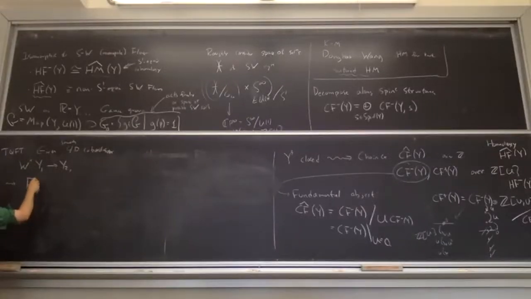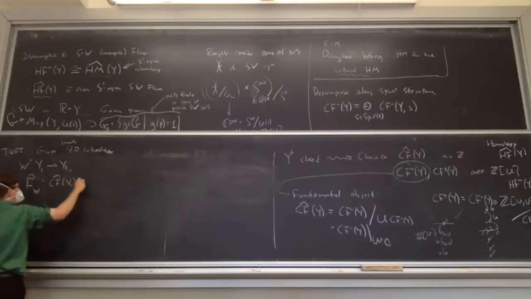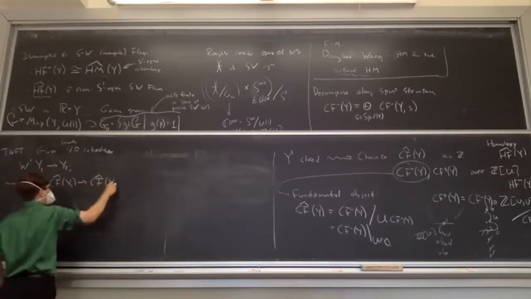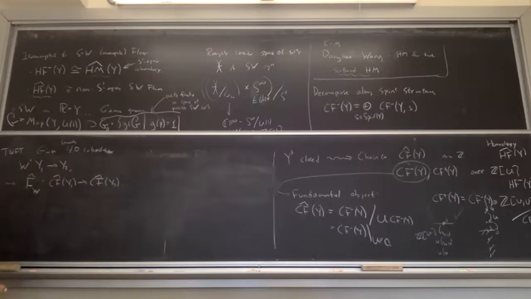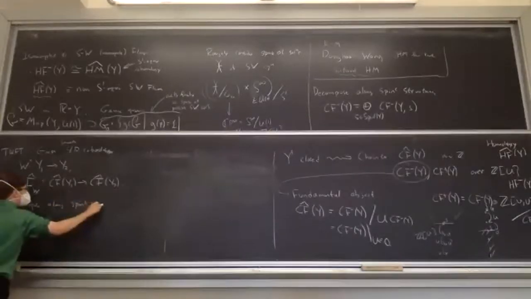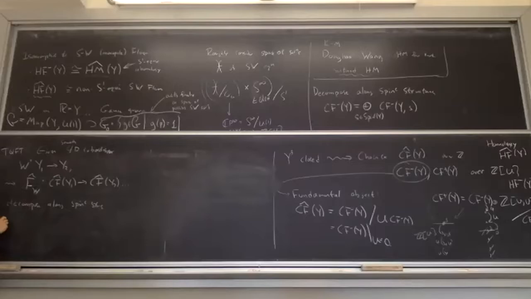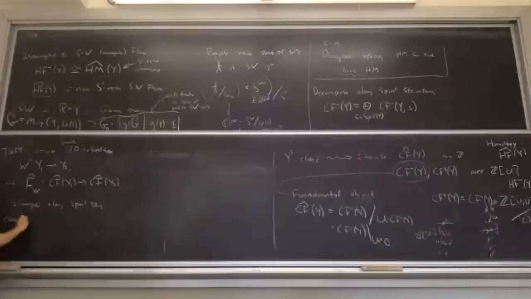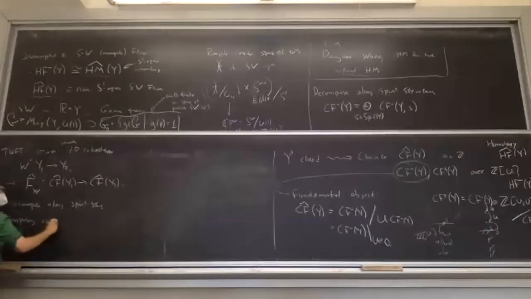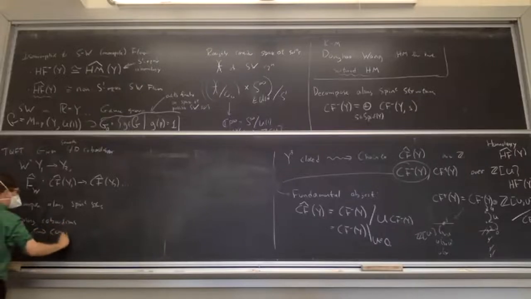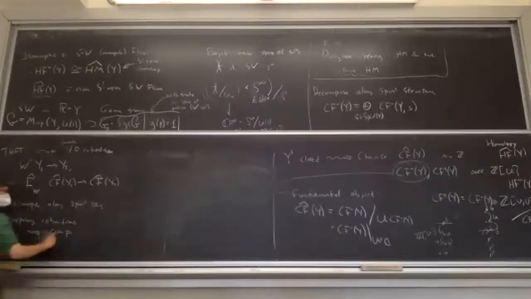call it F_W hat, from CF hat of Y1 to CF hat of Y2, etc. And again, these decompose along spin^c structures. And composing cobordisms corresponds to composing maps.